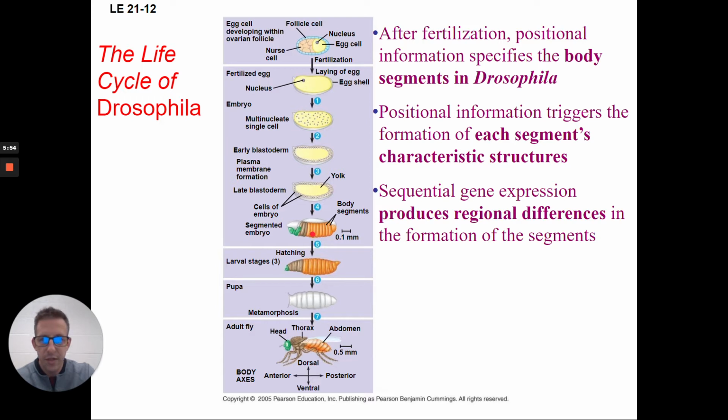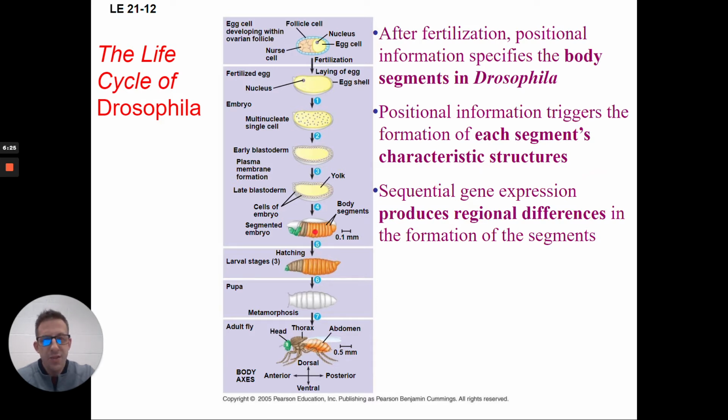The people who created the book added that. That's not actually the way it looks when it's developing, but the color is there to show you that these different body segments are different from one another. There's some segments here in orange that all share some characteristics. There's some sections here in brown that share characteristics, and there's sections in green that also share characteristics. And so the positional information, these chemical signals, are going to trigger the formation of each segment's characteristic structures eventually.